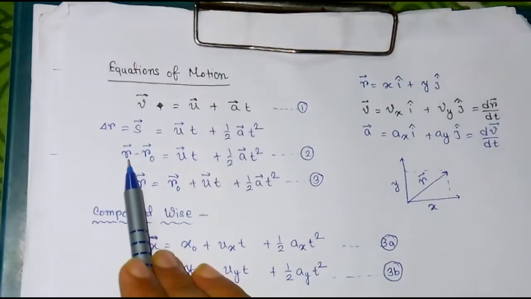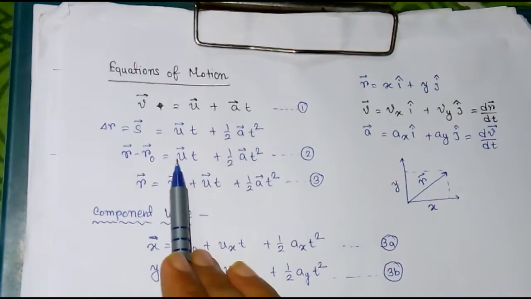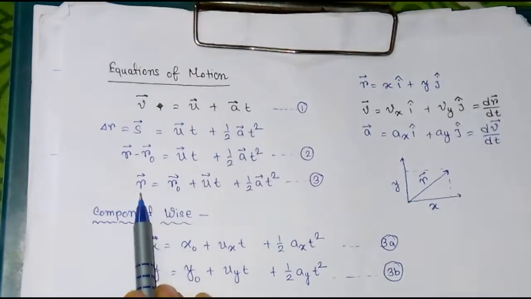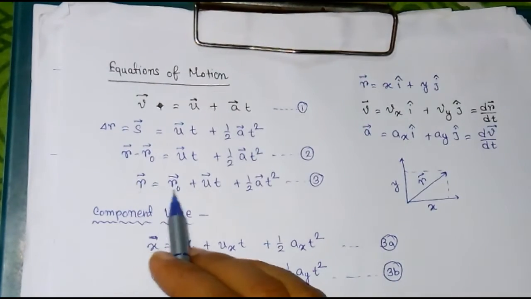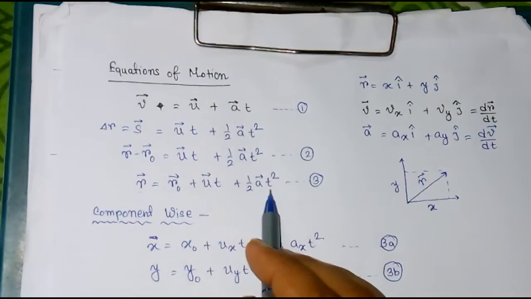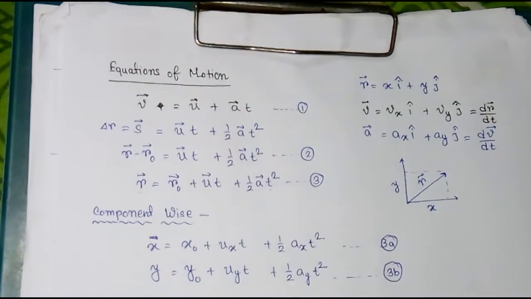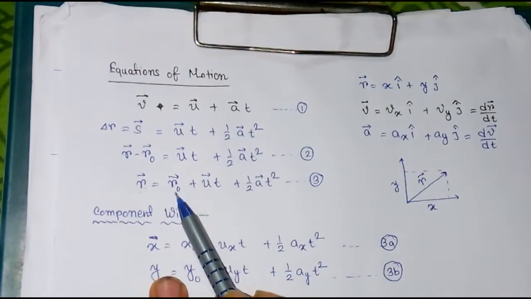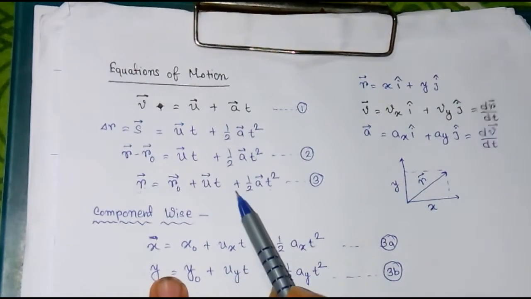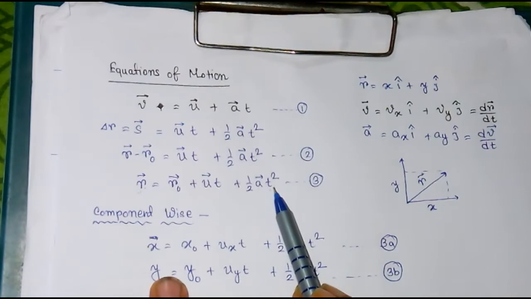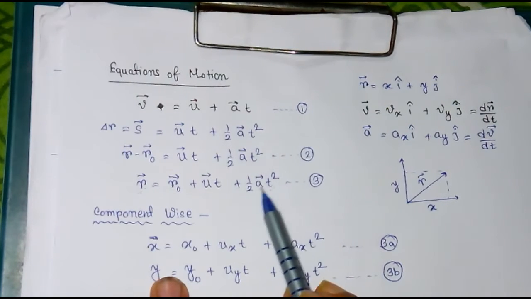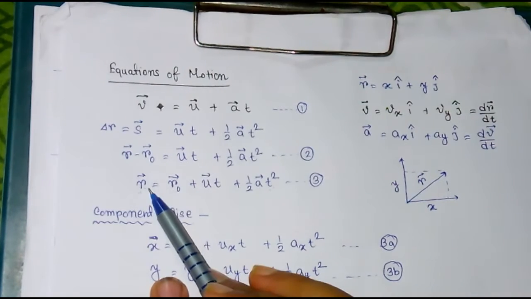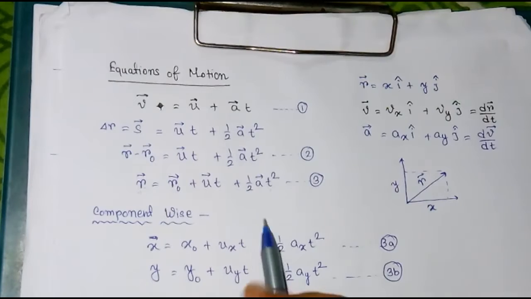So we can write s equals r minus r0, and this thing is also the same. So from this equation we can calculate r. So r equals r0 plus ut plus half at square. Hope you all understand what that means. That means the final position equals the initial position plus initial velocity times time plus half times acceleration times time square. a is acceleration, u is initial velocity, r0 is initial position, and r means final position.